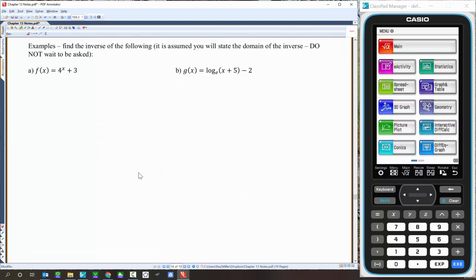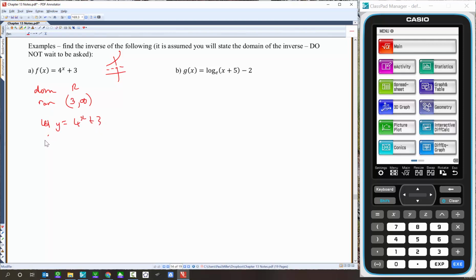Right, so let's find the inverses of the following, and let's assume that we'll state the domain of the inverse. Do not wait to be asked. So if we're inversing this, let's first of all consider the exponential function. It's 4 to the x, shifted 3 up. So the domain of the original function is all real numbers. The range of the original function is going to be 3 to infinity. So let y equal 4 to the x plus 3.